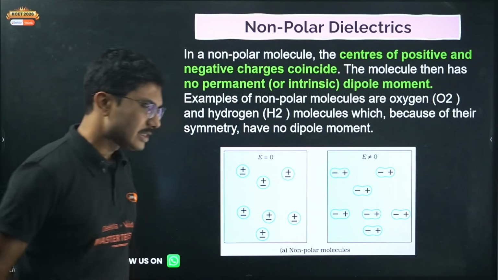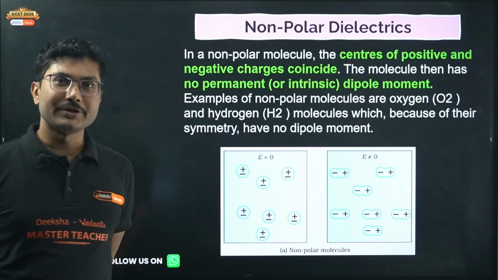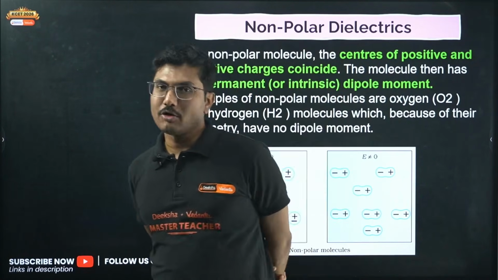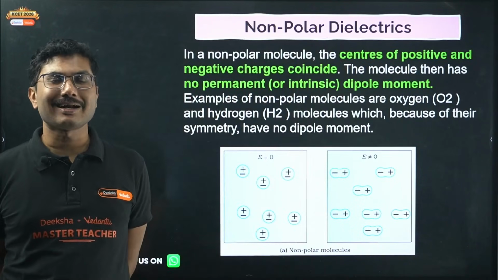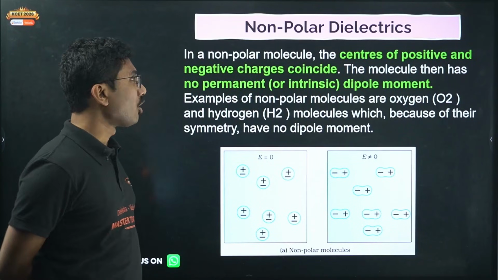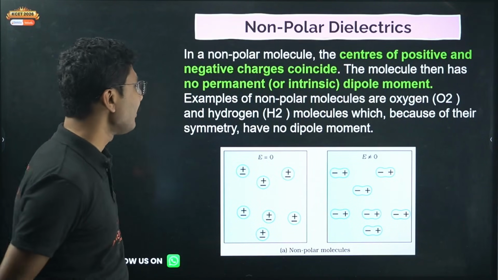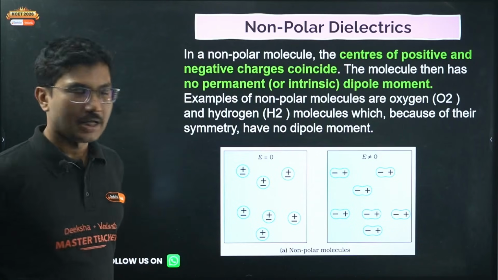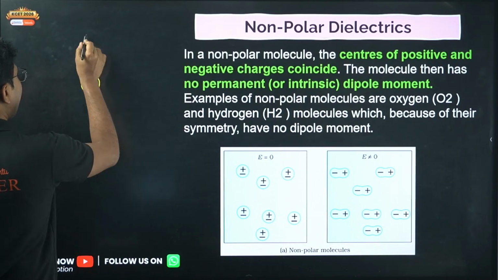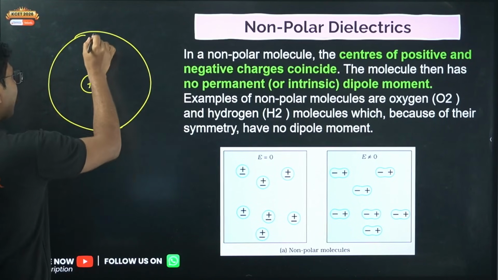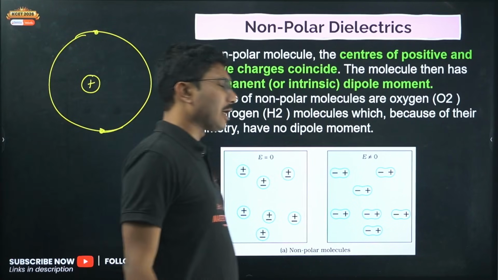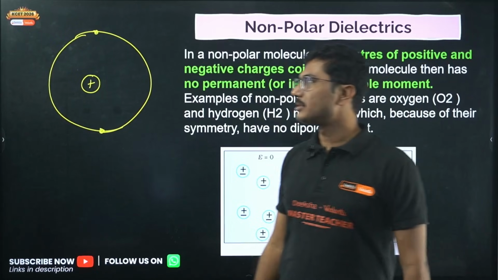Polar means, obviously, the term is very clear: polarity, positive and negative. Non-polar means positive and negative are there. Obviously all atoms will have positive and negative, but they are located at the same place. Their centers coincide. So in a non-polar molecule, the centers of positive and negative charges coincide. Now you might say, sir, we have a proton, and an electron which is orbiting around the proton, or suppose two electrons. How can their centers coincide?